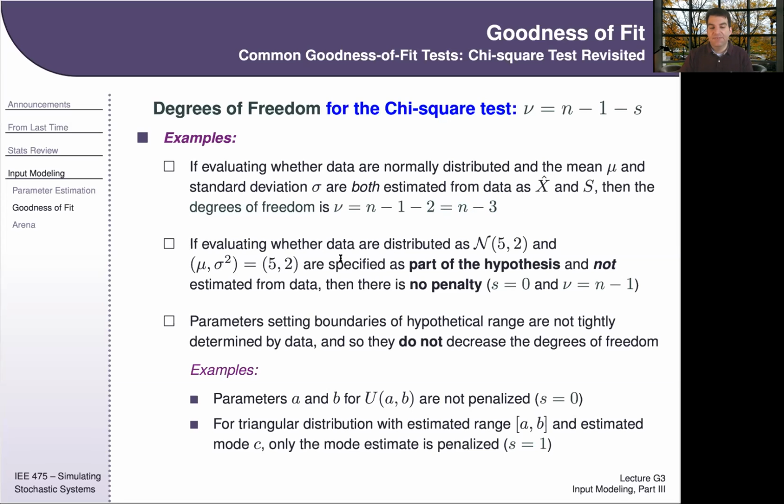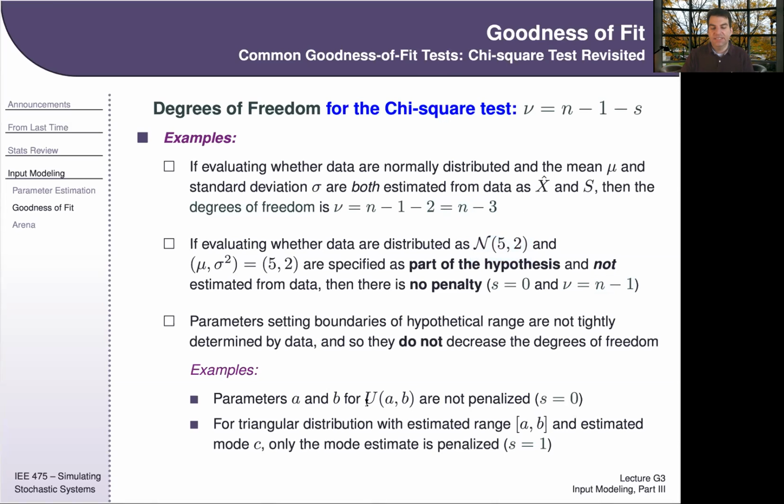But instead, if I told you specifically you were trying to evaluate the fit of a normal with mean of 5 and variance of 2, in that case, I've given you those parameters. They were not estimated from data. And so I just go back to the standard n minus 1 as my degrees of freedom.